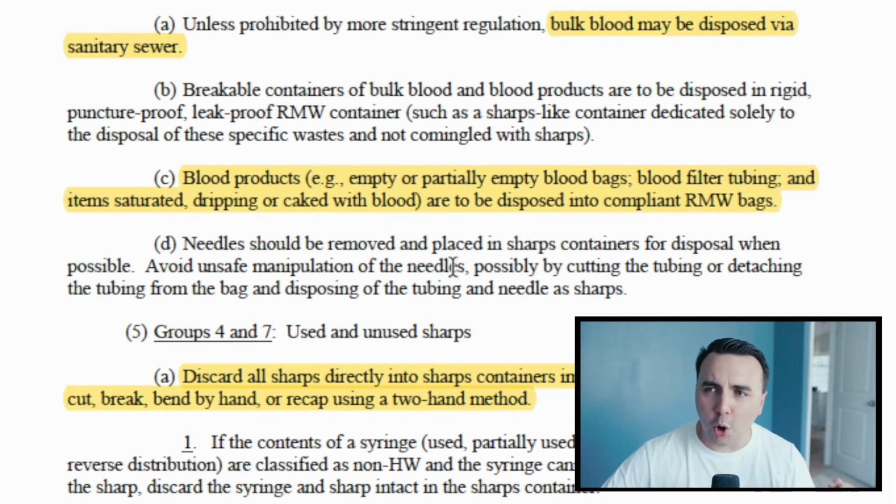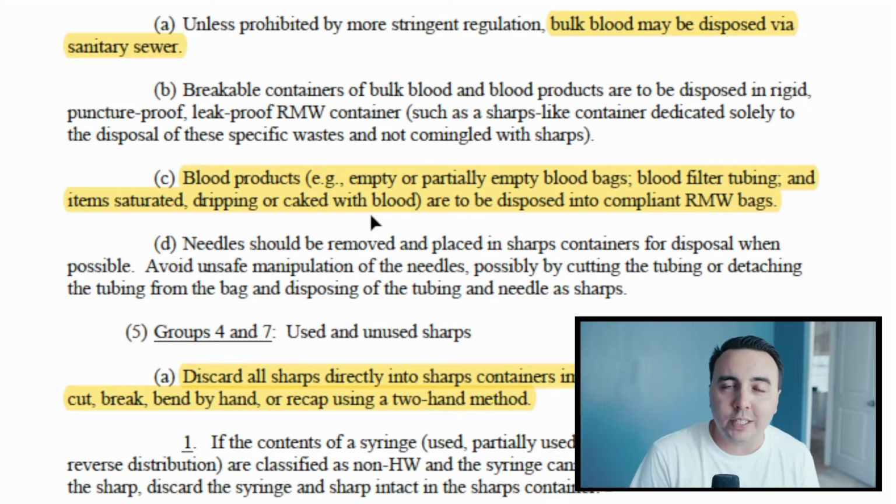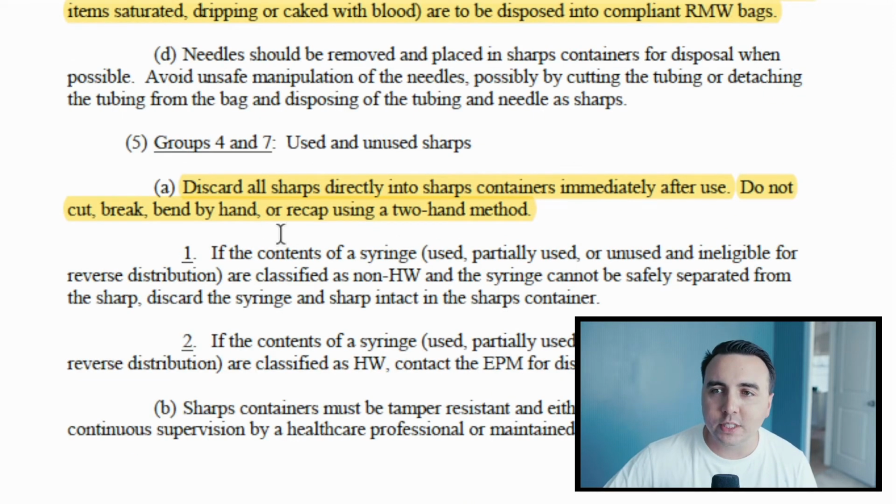Group 3 is bulk blood products. Bulk blood may be disposed via sanitary sewer. It says blood products, such as blood bags, blood filter tubing, and items saturated, dripping, or caked with blood, like I've mentioned in my analogy here, are to be disposed into compliant regulated medical waste bags, because this would not be considered non-regulated medical waste, such as a trash can. Groups 4 and 7 are sharps. Discard all sharps into the sharps containers.